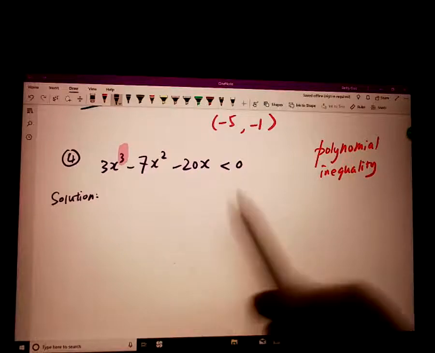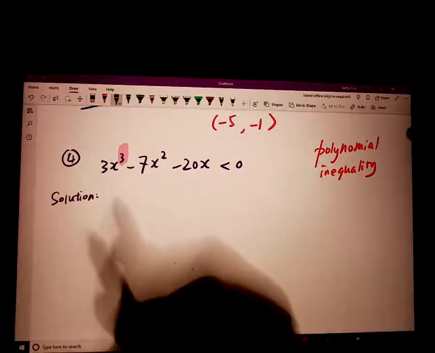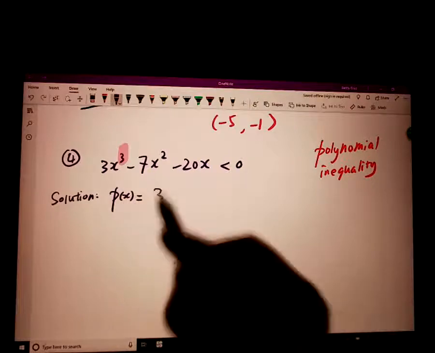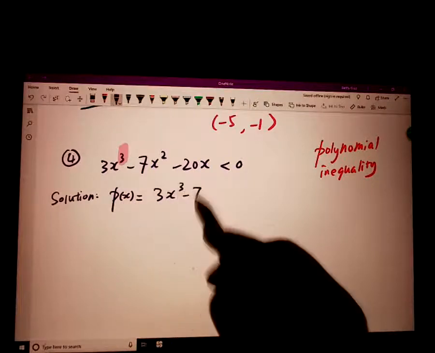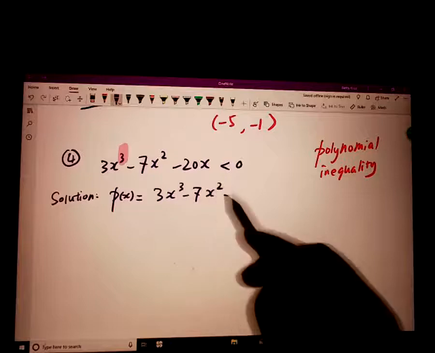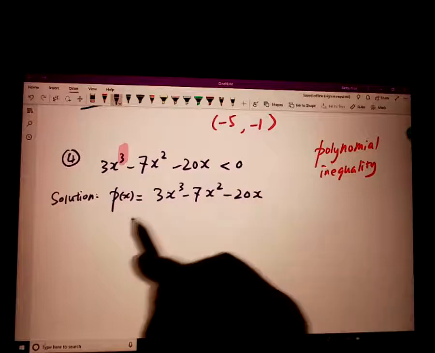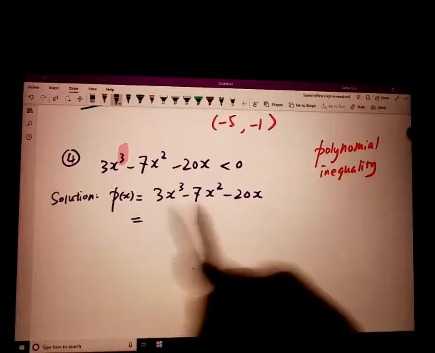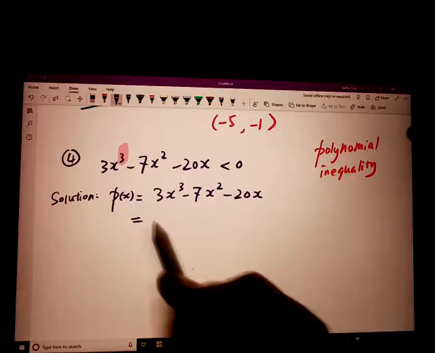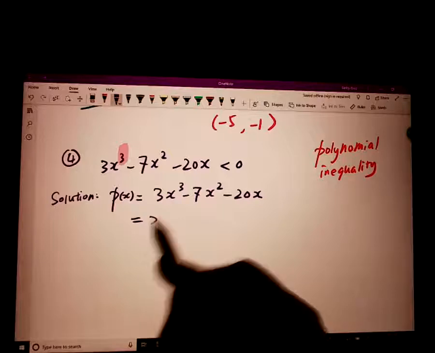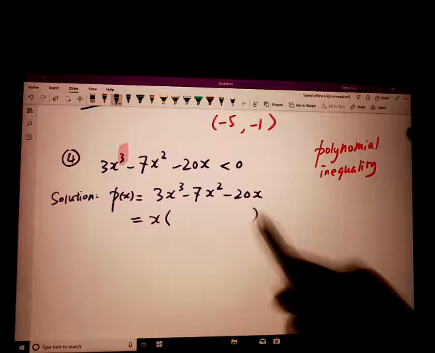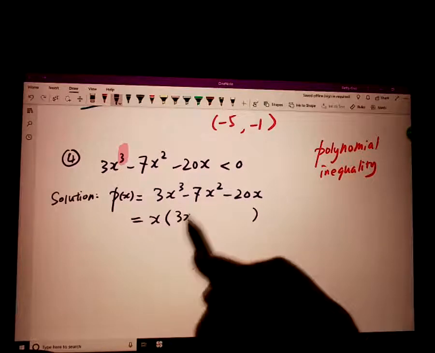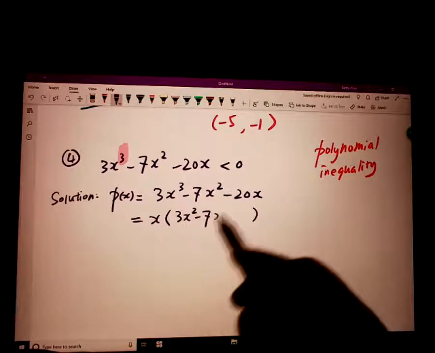Firstly, we are going to let P of x be the polynomial on the left, 3x cubed minus 7x squared minus 20x, and then I'm going to factor it. All three terms contain an x, so I'm going to factor x out, and inside the parentheses I would have 3x squared minus 7x minus 20.